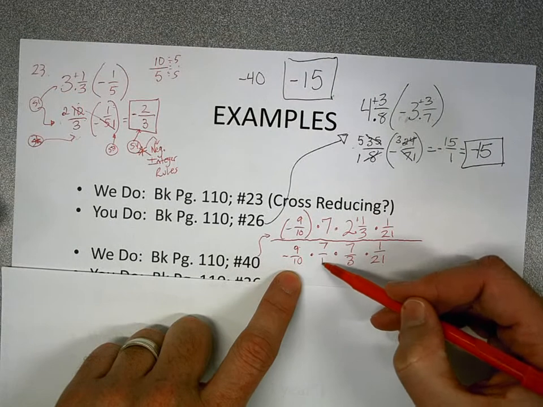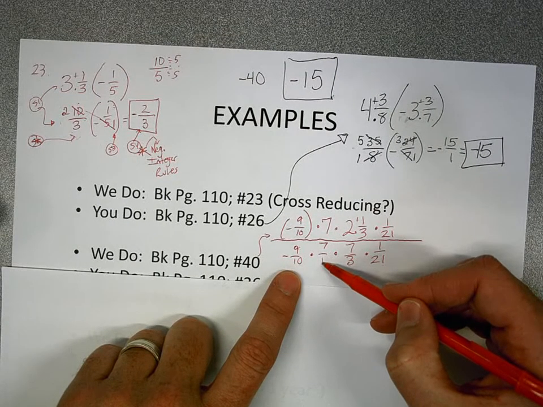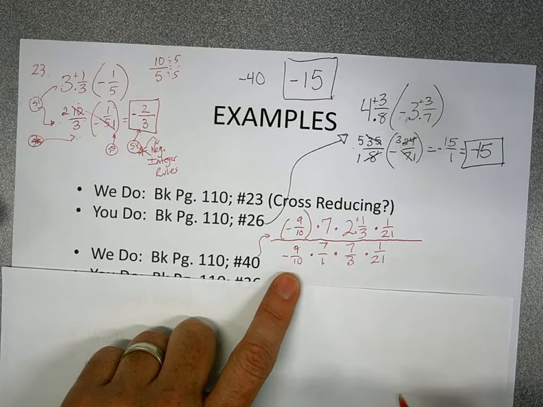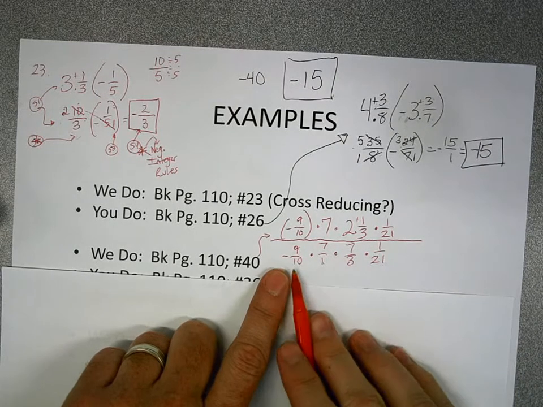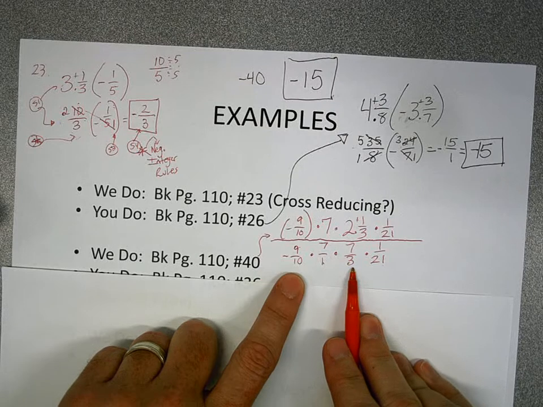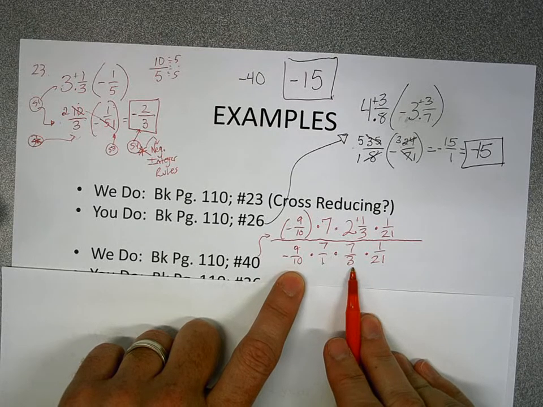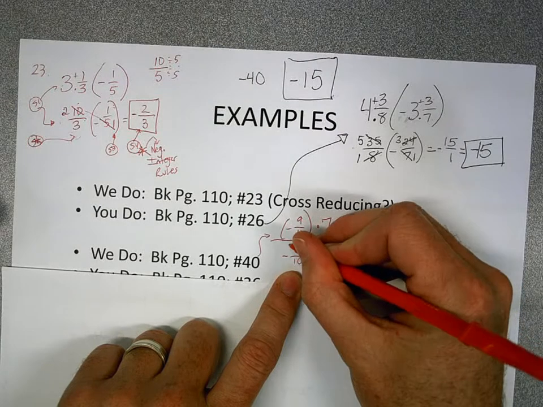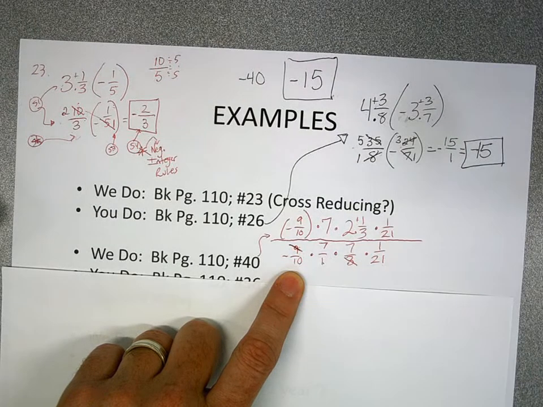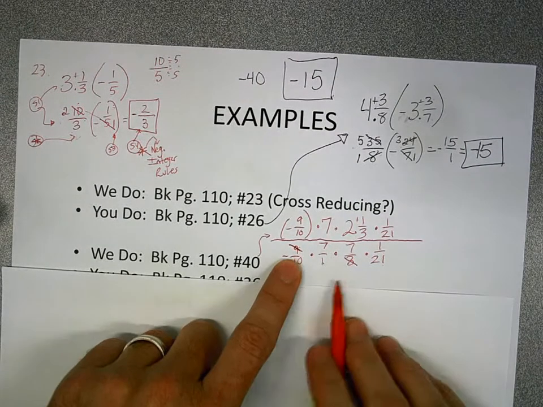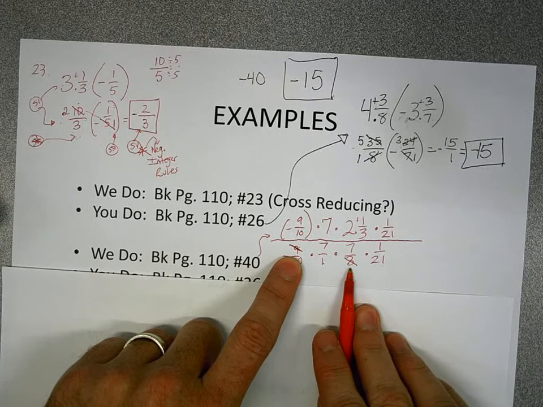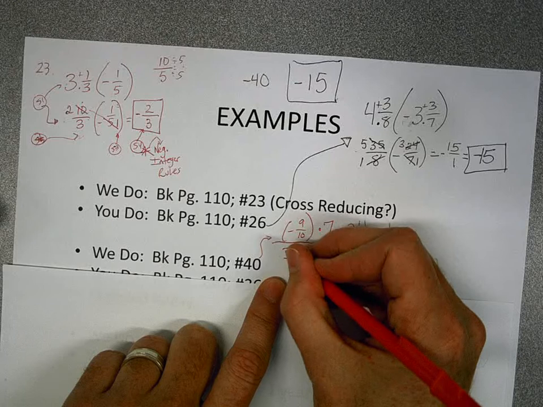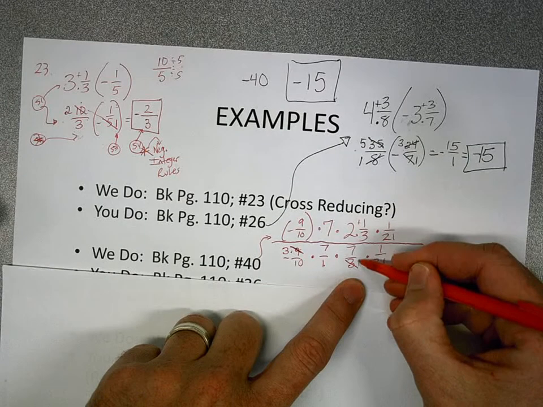First of all, see this 9 right here? I cannot cross reduce it with the 1, but remember in mathematics that if it's all multiplication, order doesn't matter. I can multiply this with this one over here first. Because that rule helps us, watch this. I can cross reduce here and way over here: 9 and 3. I can reduce both by 3. So 9 divided by 3 is 3, and 3 divided by 3 is 1.